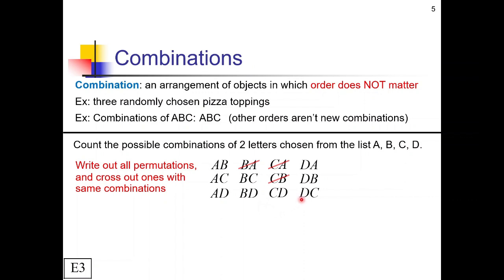And now for our last column, DA is the same as AD. DB is the same as BD. And DC is the same as CD. So we'll cross that one off. So just counting these up, 1, 2, 3, 4, 5, 6 different combinations that are actually unique.